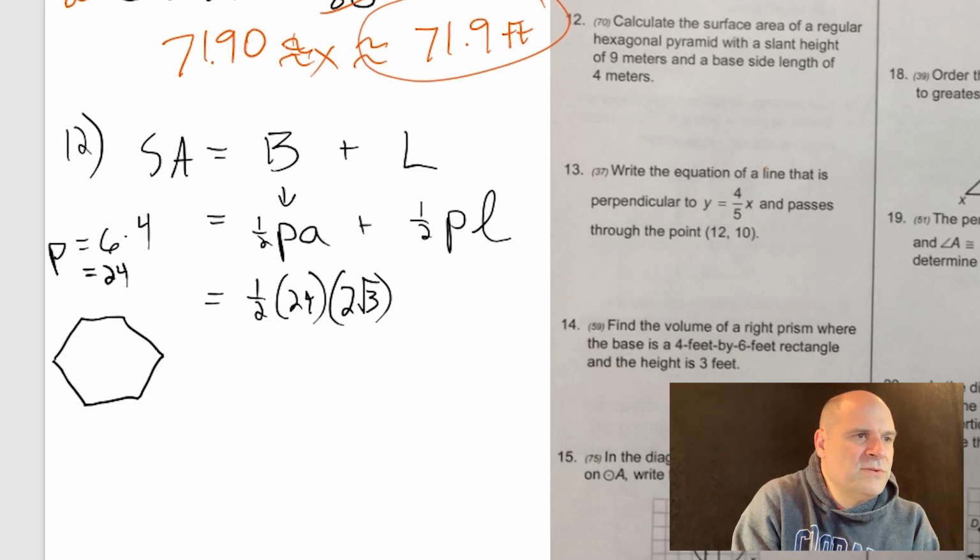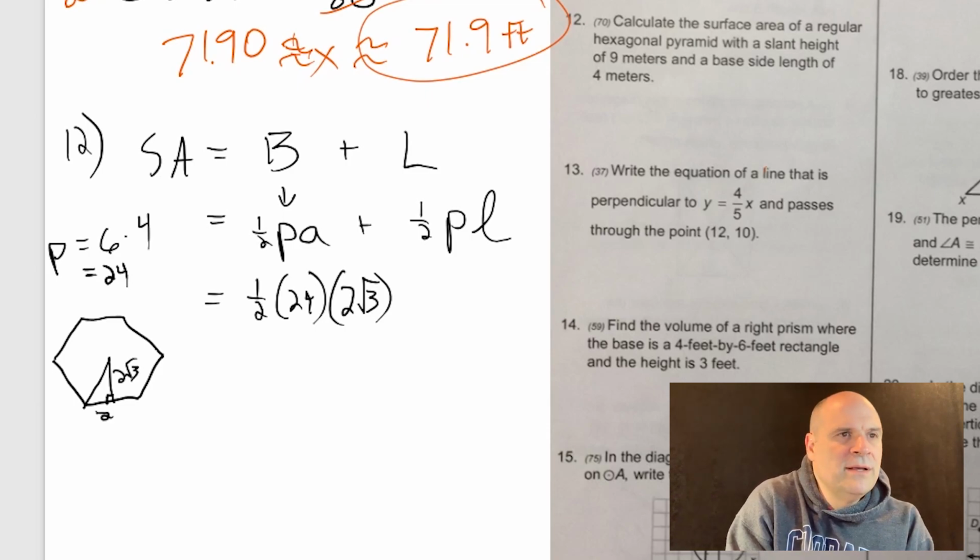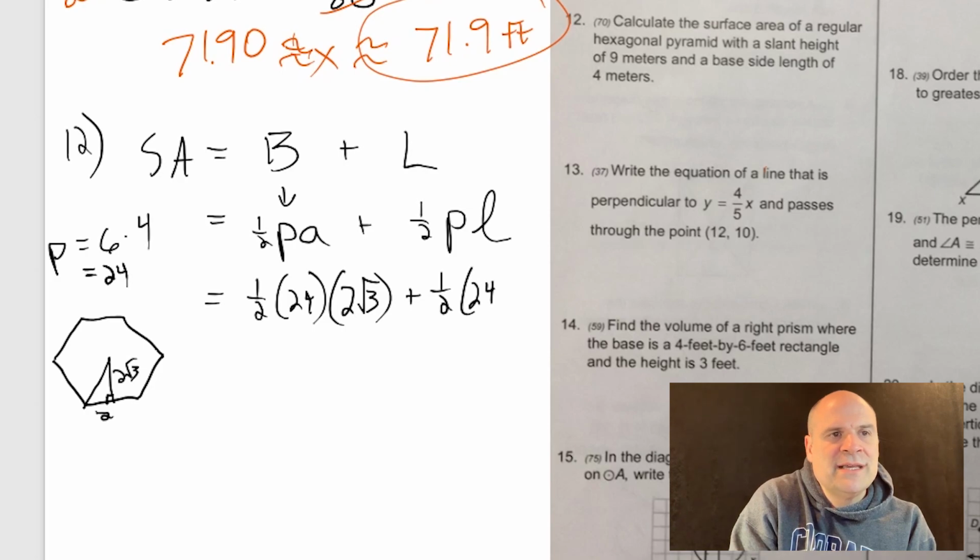Your apothem is right here. And then this forms a 30-60 triangle. And if this is 4 here, then this is 2. And on a 30-60 right triangle, that's gonna be 2 radical 3. So that's your apothem. Plus 1/2 perimeter, that same perimeter, times your slant height, which they give you is 9.